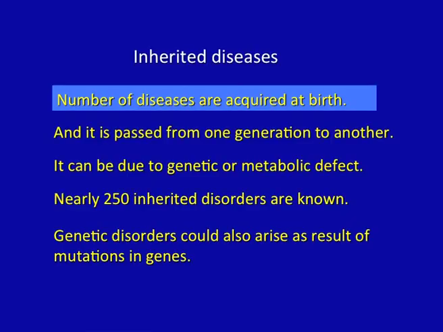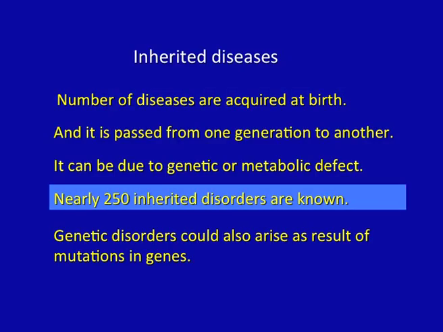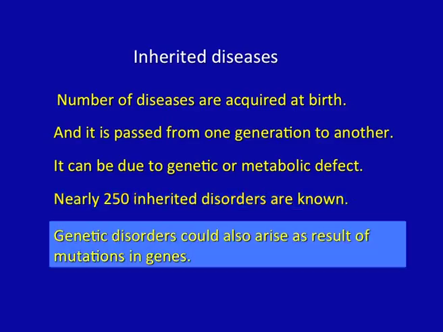Now we have seen how the blood is collected and how it can be used for analysis of biochemical parameters. Two most important disorders: number 1, inherited disorders, and number 2, metabolic disorders. Inherited disorders are many in number. Nearly 250 diseases are identified, and these are genetic disorders, and they are carried from one generation to another generation, from parent to the offspring.